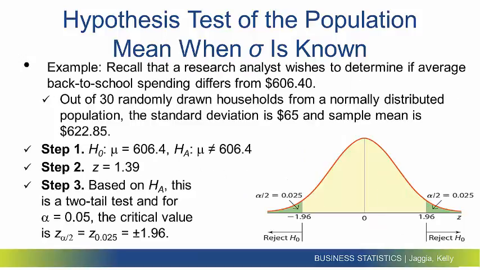Okay, so here's another example. It is the back-to-school example from before. Remember our hypotheses related to testing for a difference in that the average spending equals $606.40, or does not equal $606.40. Now we have sample data for 30 households, so lowercase n equals 30. The sample mean is $622.85. The population standard deviation is given as $65. The Z statistic is then calculated as 1.39.